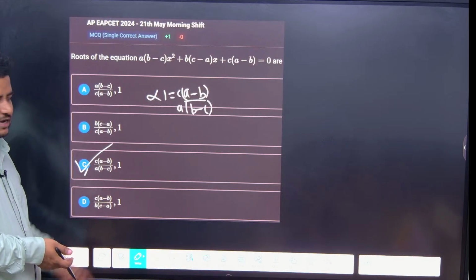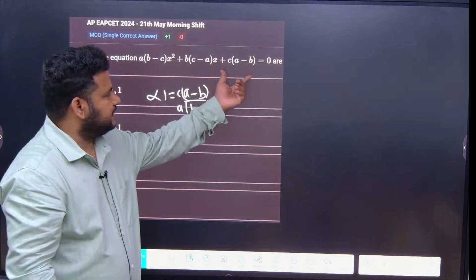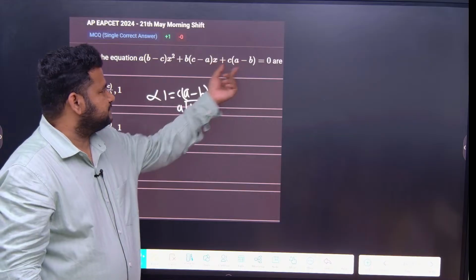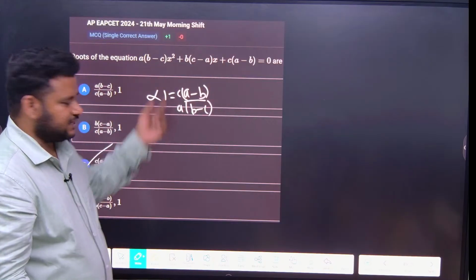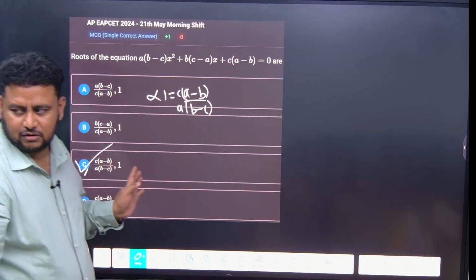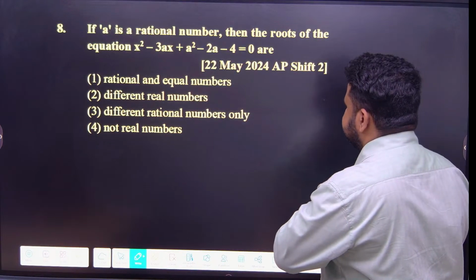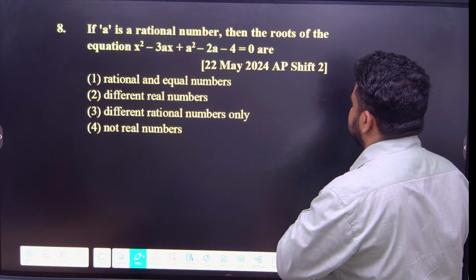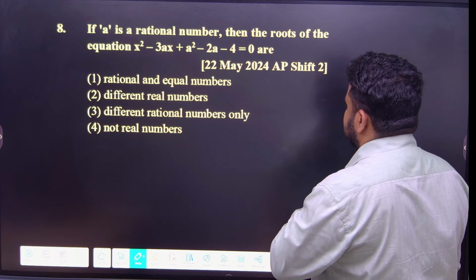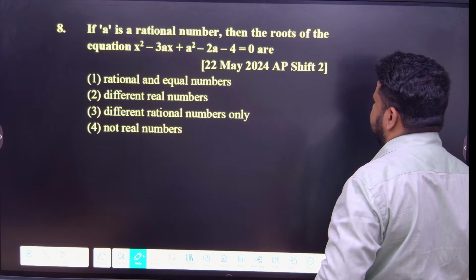Product of the roots is alpha into beta. Beta we will take as 1. Alpha into 1 is C by A. C here is A minus B by A into B minus A. That is third option, you can go very easily. Okay, this you can solve. You can go to next one.